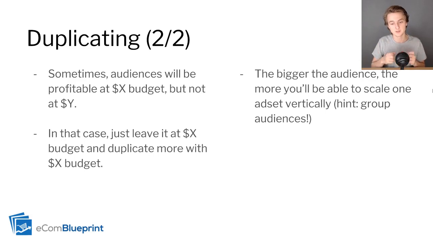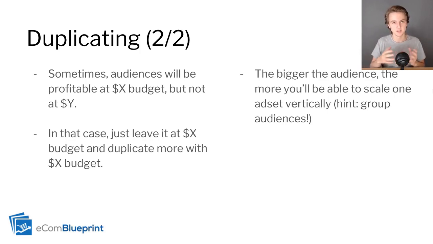Now, one tip is the bigger the audience, the more you'll be able to scale one ad set vertically. So if you have an audience with a few million people, you should be able to scale to at least $500 a day or more in budget. And one thing you can do to achieve these bigger audiences is scale by grouping. And I talked about this in the last video.